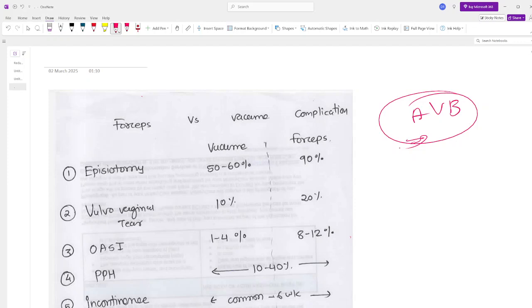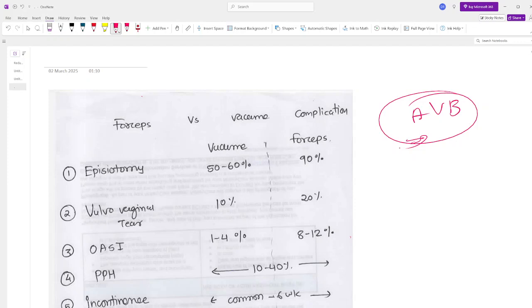So it's very important. Now most of the students concentrate on the techniques of forceps and vacuum. They try to remember all the information about the technique, but what they forget is the complications. The examiner wants you to be a doctor and not just a skilled person. So if you are going to use either forceps or vacuum, you need to discuss this with the patients before.